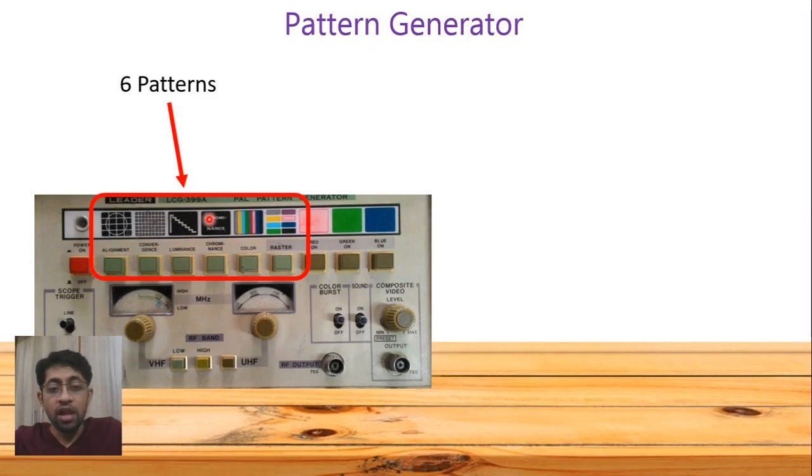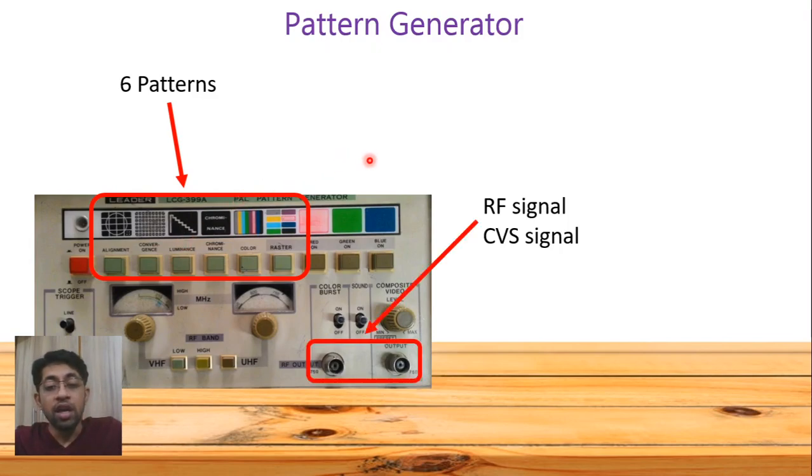Now here, as an output, two options are available. One is the RF signal for the corresponding pattern, and a CVS signal is also available. The RF signal is the same signal as transmitted by the TV station. So you can say that this device can produce the same signal as transmitted by TV stations, and this RF signal needs to be applied onto the TV.